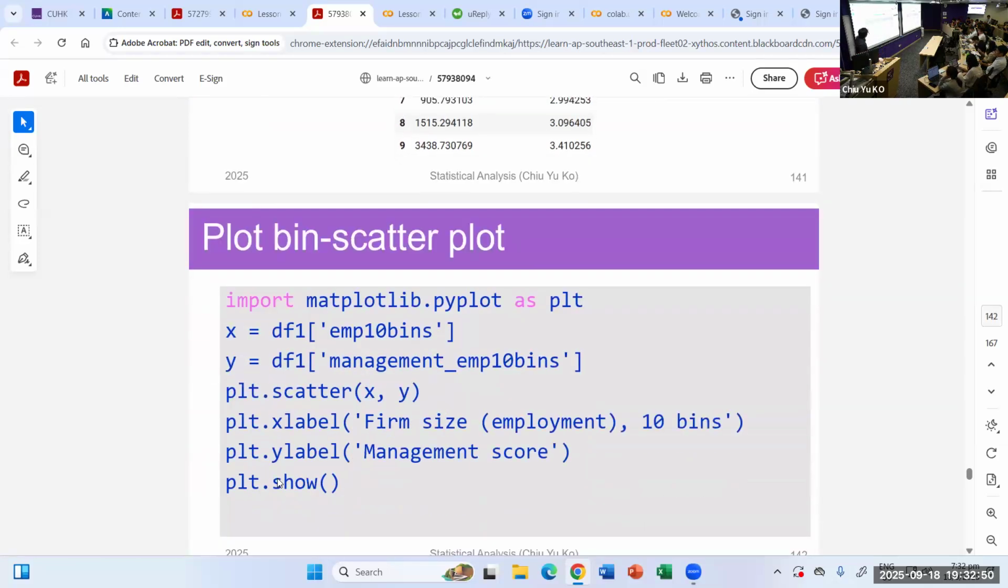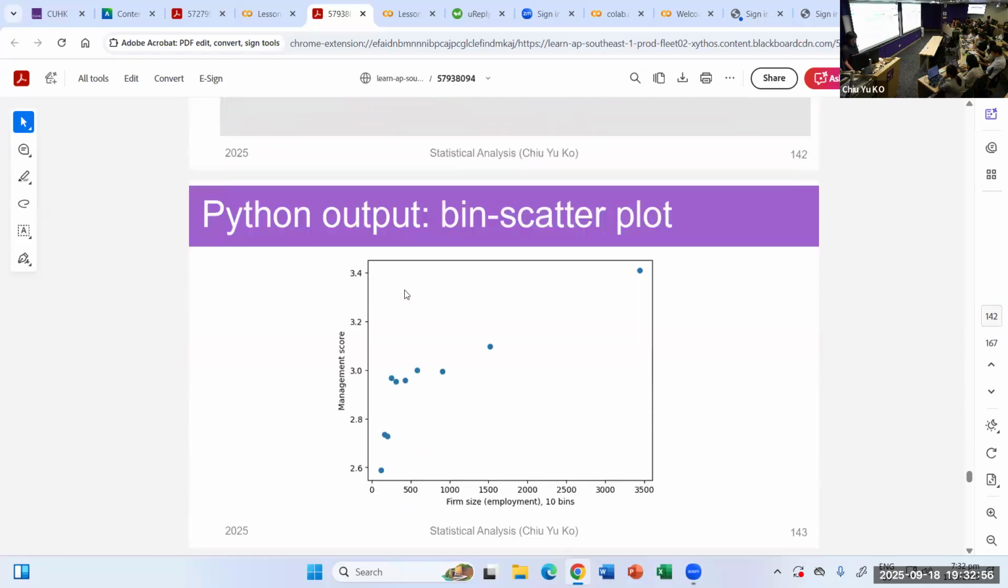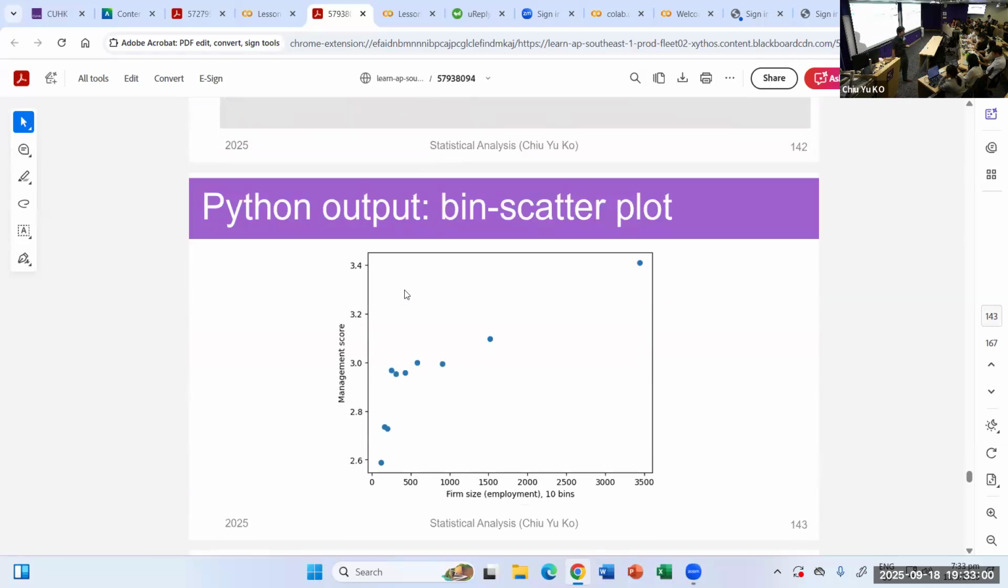I can do the scatter plot, right? This is the bean, this is the management score. This is the same scatter plot, I'm not going to repeat it with this. So you can see it's easy to see the trend there. Is that okay? So I hope I convinced you that the bean scatter plot is a very convenient way to show this very nice result, right?